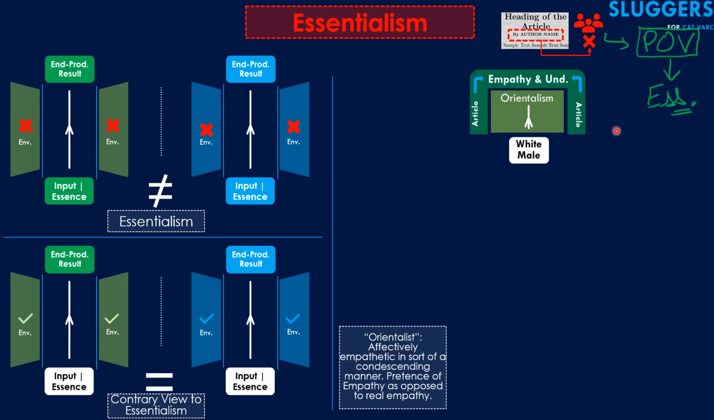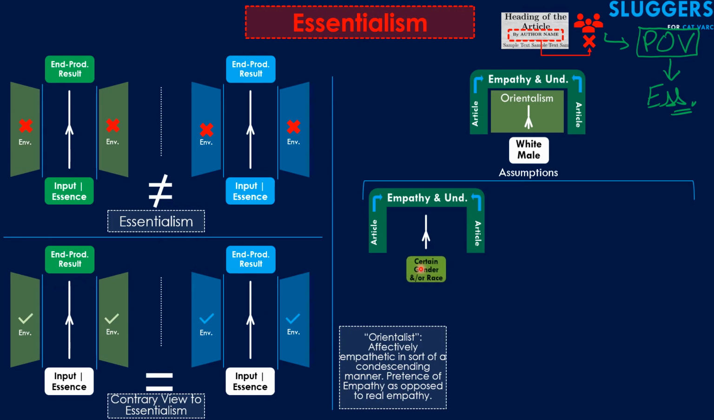Now let's try to understand how the author has gone on and regarded this point of view as an instance of essentialism. To do that, we'll first try to look at the assumptions that have been made in this particular point of view by the non-appreciative people, right? So the first thing that they assume is that if an article demonstrates empathy and understanding, then it only could have been written or created by a person or a writer of a certain gender, in this case not male, or a certain race, in this case not white, right?